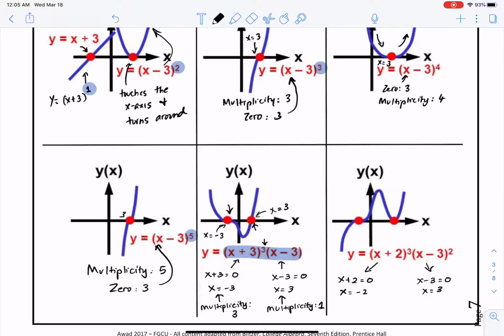So you can see at x is equal to minus 2 right here, and x is equal to 3 there, the function has a 0, which is why we have red dots on the x-axis. But the multiplicity of the 0 at x equals minus 2 is odd. Therefore, the function is going to cross the x-axis. So it is a crossing. But on the other hand, the root x is equal to 3 has an even multiplicity, so the function is going to touch and turn around.